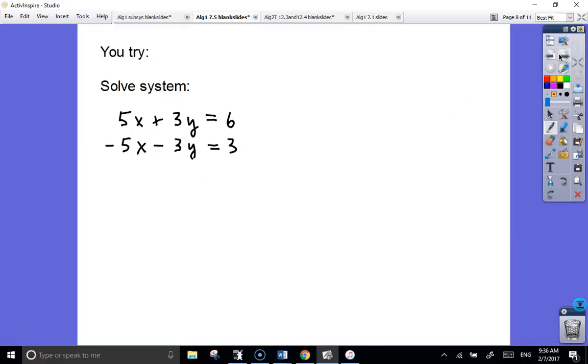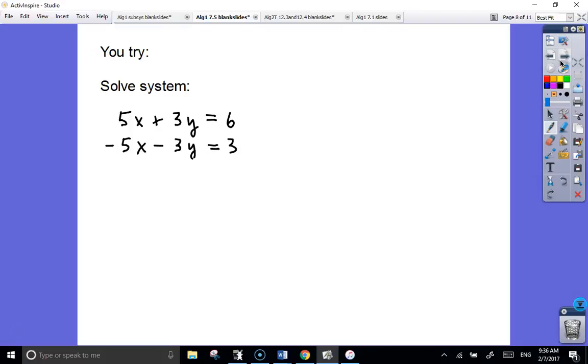So try to solve that system. It's going to be one or the other. Your answer is going to be either no solution or infinitely many solutions. Which one is it? No solution.